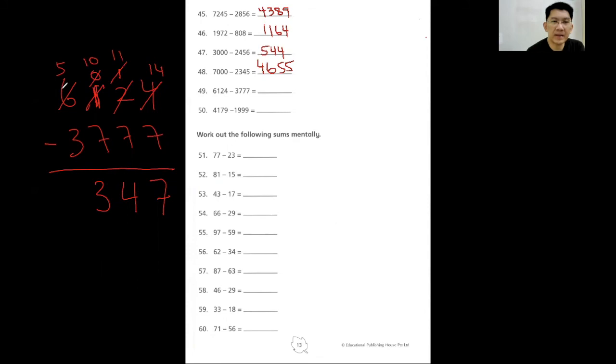Okay, now we have finally come to the last group, which is 5 minus 3. 5 minus 3 is 2. Right, so the answer to that is 2,347. All right.